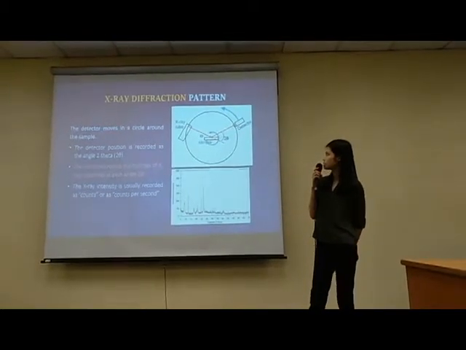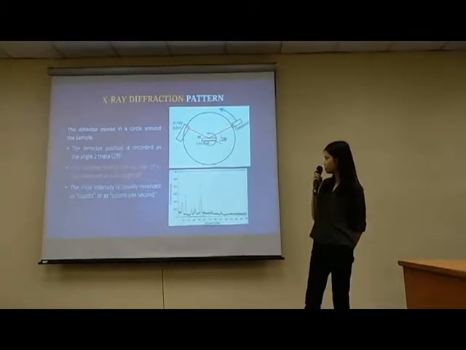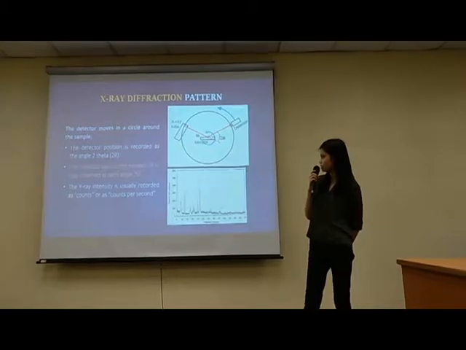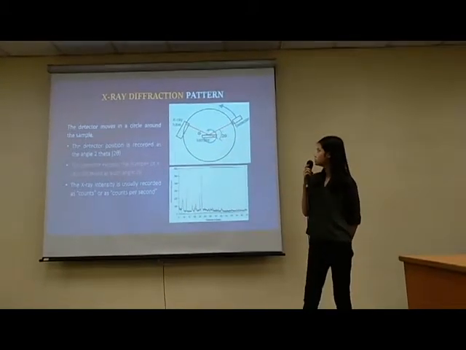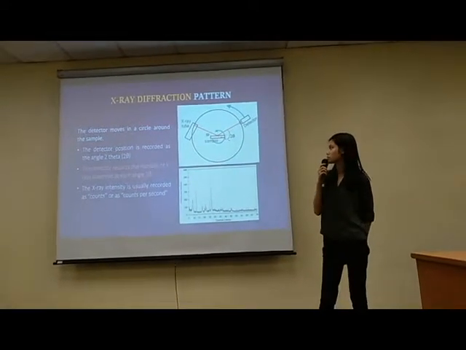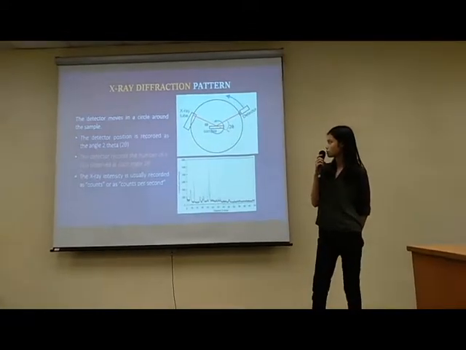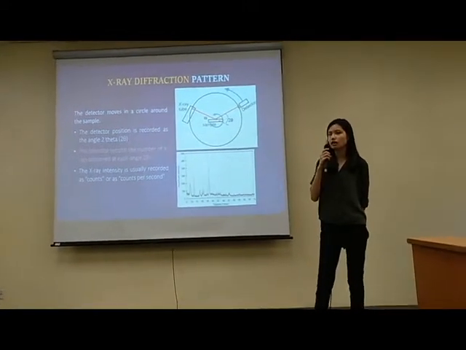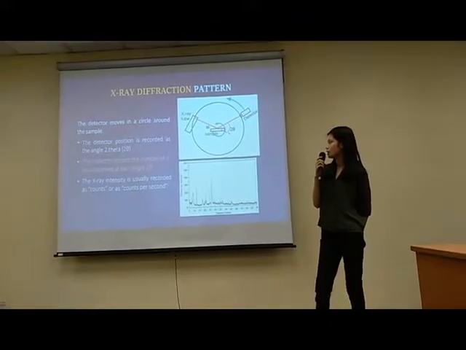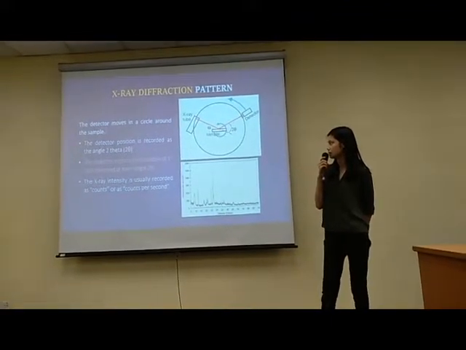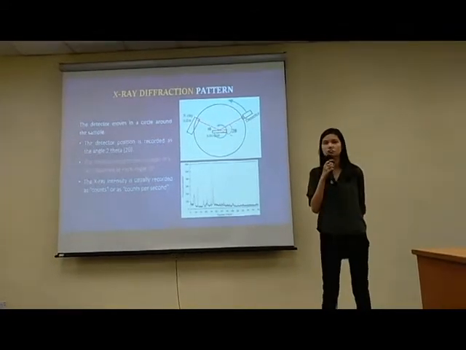And next, the X-ray diffraction pattern. The image below is the XRD pattern, and the detector will move in a circle around the sample, and the detector position is recorded as 2 theta, and the detector records the number of X-rays observed at each angle 2 theta, and the X-ray intensity is recorded in counts.